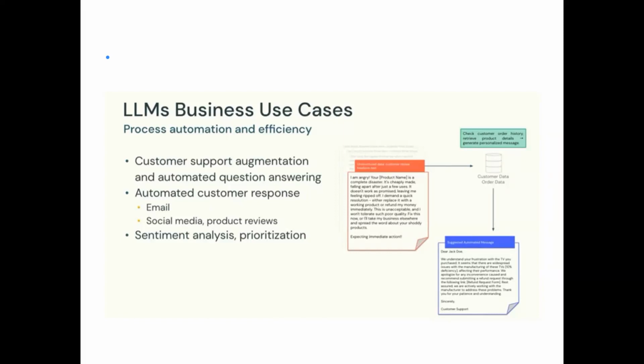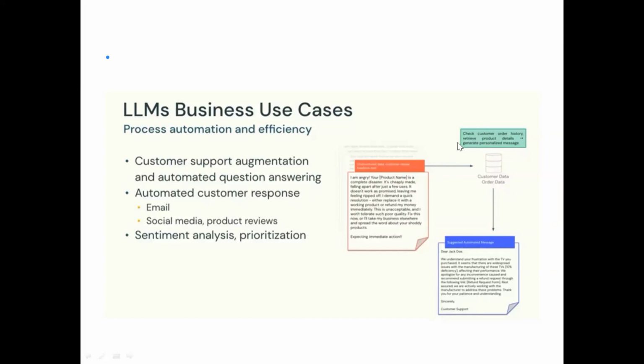Entire customer response can be automated. It means what? I think it's already there. You can see a lot of companies are using automated emails right now. So these all are AI LLM use cases. Check customer order history, retrieve product details, generate personalized message.